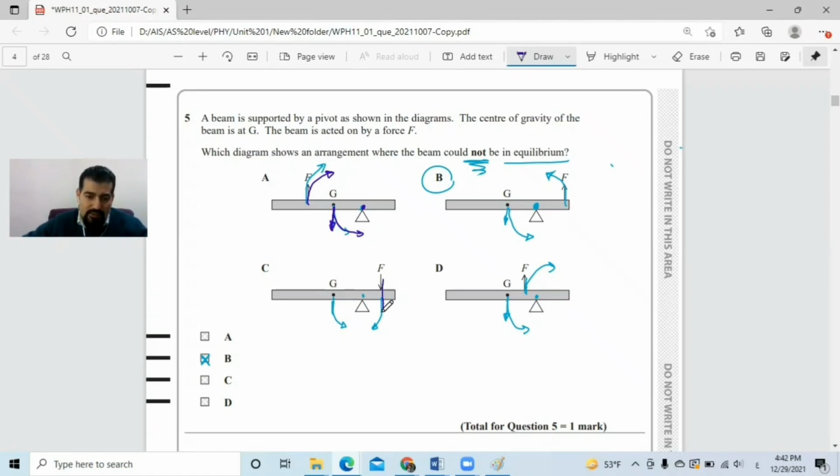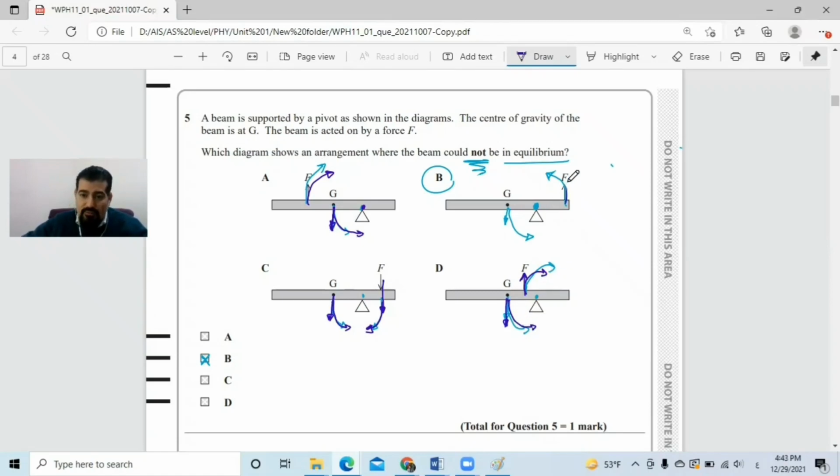Here the same thing. We have a vertical force downwards that makes a moment clockwise, and the weight of the beam makes a moment above the pivot in this direction, anti-clockwise. So they are equal and cancel out each other. Here the same thing. We have a moment clockwise, and the weight of the plank makes a moment anti-clockwise. They are equal and cancel out each other.